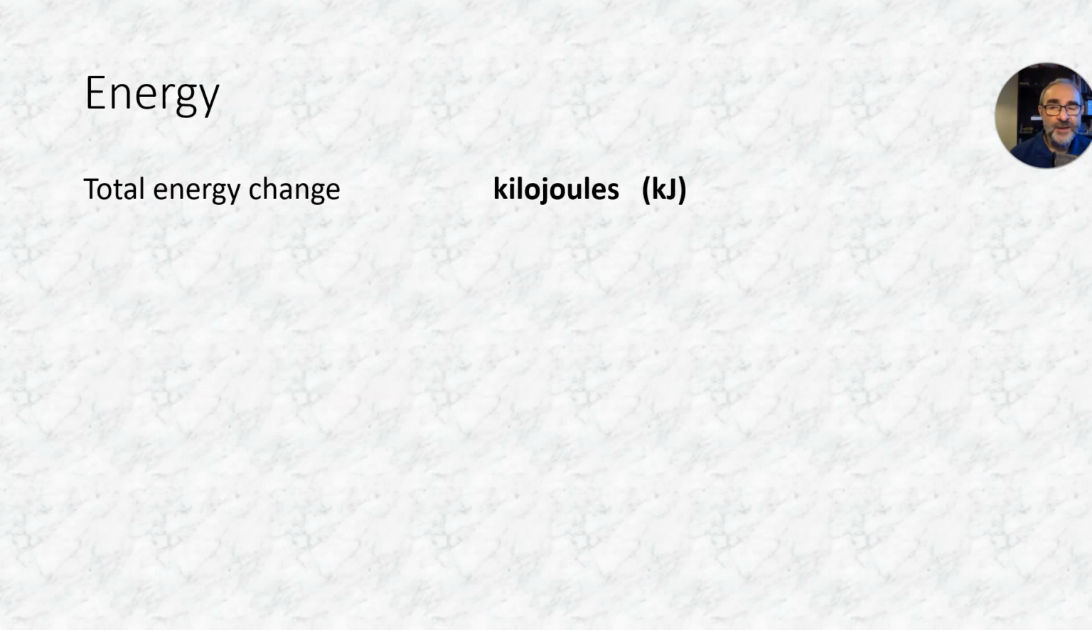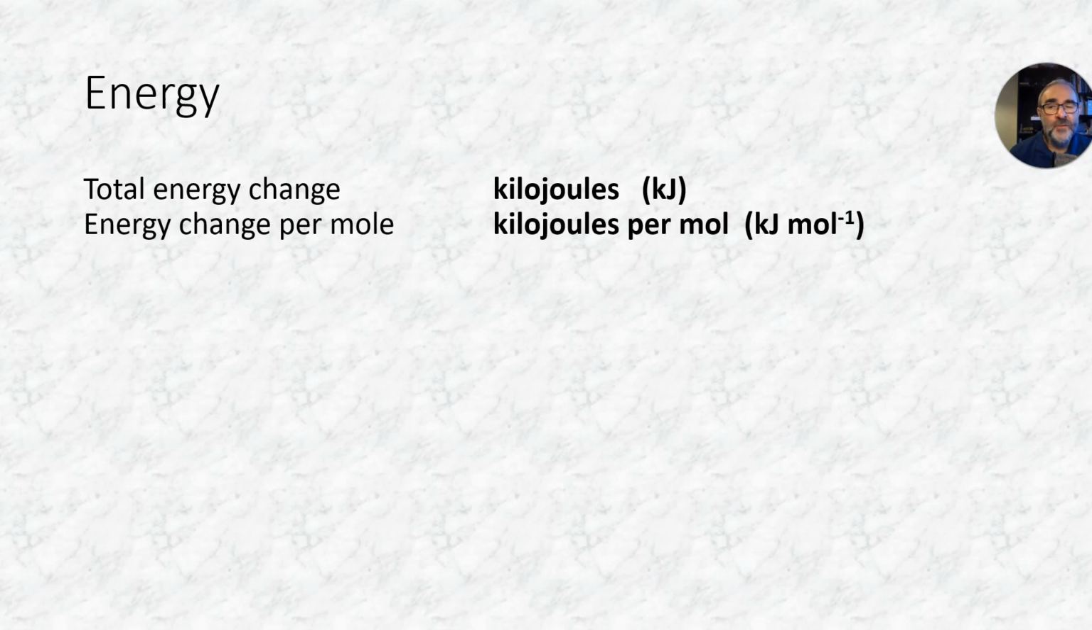And when it comes to energy, we might be talking about the total energy change of a particular reaction, in which case we're talking about kilojoules. Kilojoules has the abbreviation lowercase k, capital J. Also, very often we're talking about the energy change per mole of substance, and in that case kilojoules per mole is the unit, and that's lowercase k, capital J, and then mol^-1.